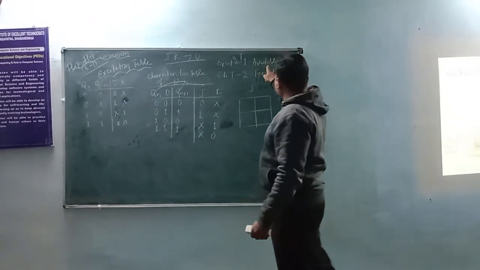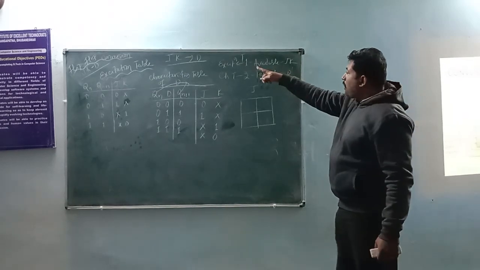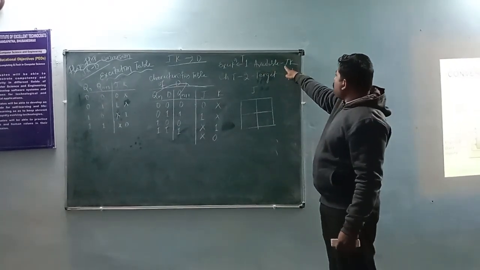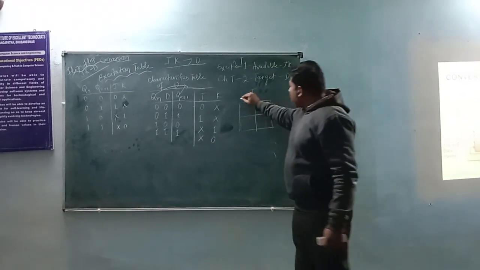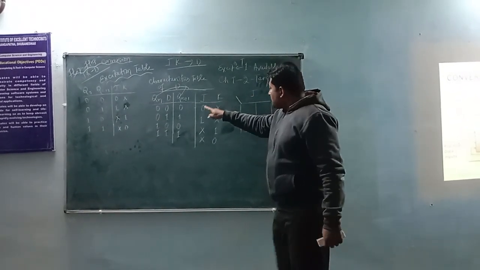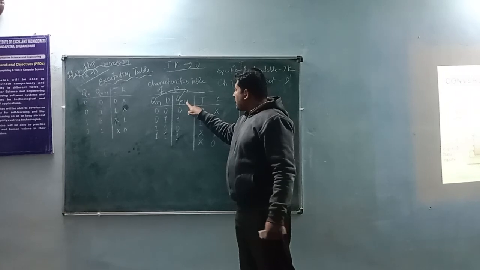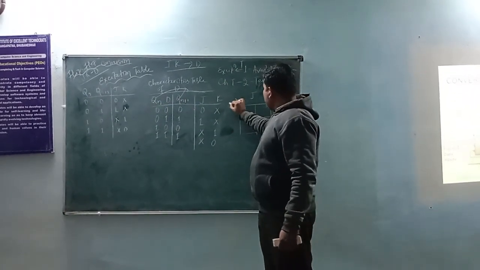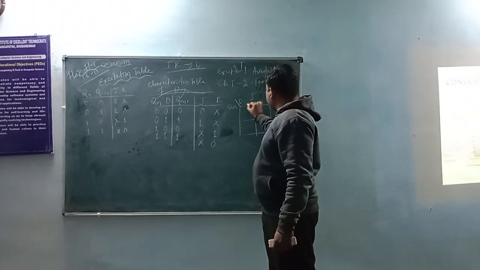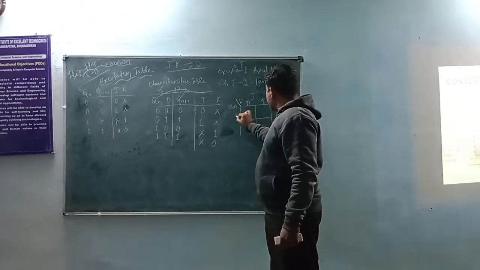But the problem with this is that we are trying to convert this JK flip-flop to D. So here the input is not Qn and Qn plus 1; rather, the input is Qn and D. So here we are taking Qn and D.